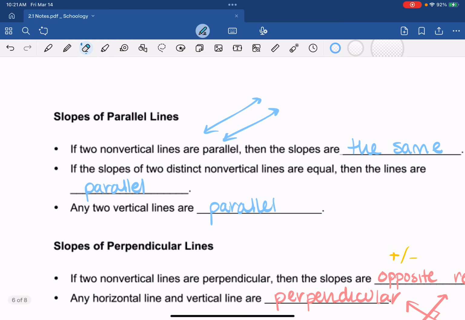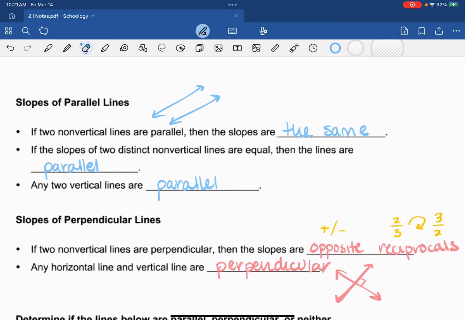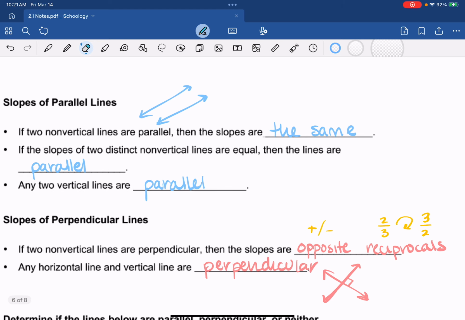All right, let's look at our next page. On the next page, we're going to be talking about parallel and perpendicular lines. Parallel, remember, are like train tracks. They never cross. They're always going to have the same exact slope. Same sign, same numbers, everything. Which makes sense. For these two lines to never cross, they have to be changing at the same exact rate of change.